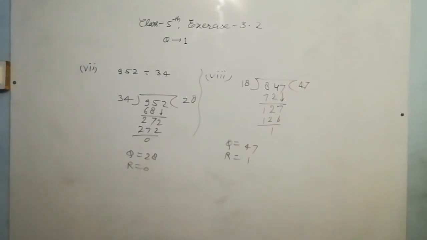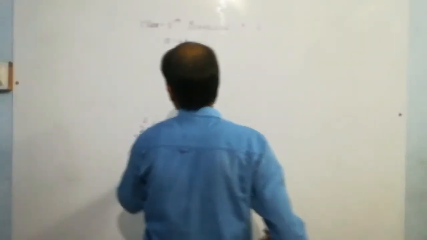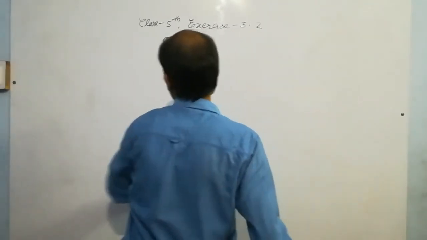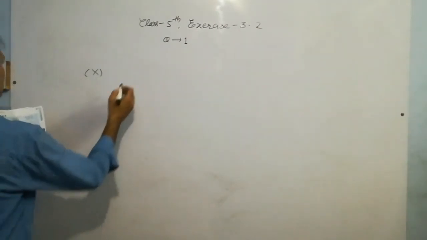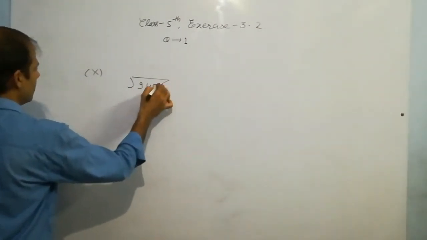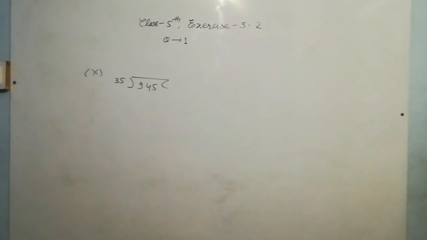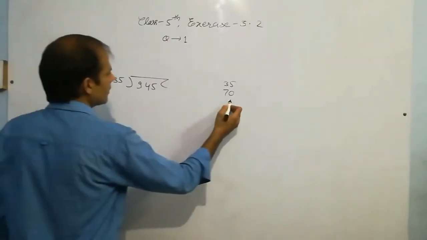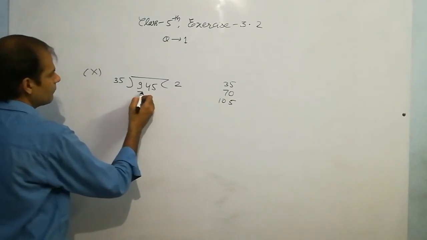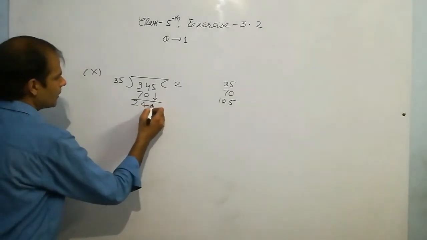Next is 10th question. 10th part. I am going to solve 10th part. It is the division of 945 by 35. So think about the table. 35 1 ja 35, 35 2 ja 70, and 35 3 ja 105. This is bigger than 94. So consider 35 2 ja 70. After subtraction you get 24 and copy this 5.